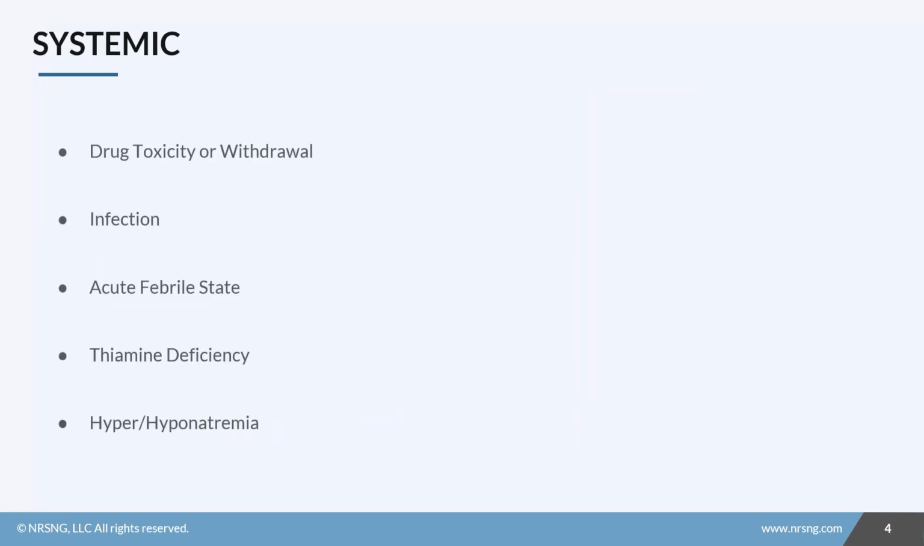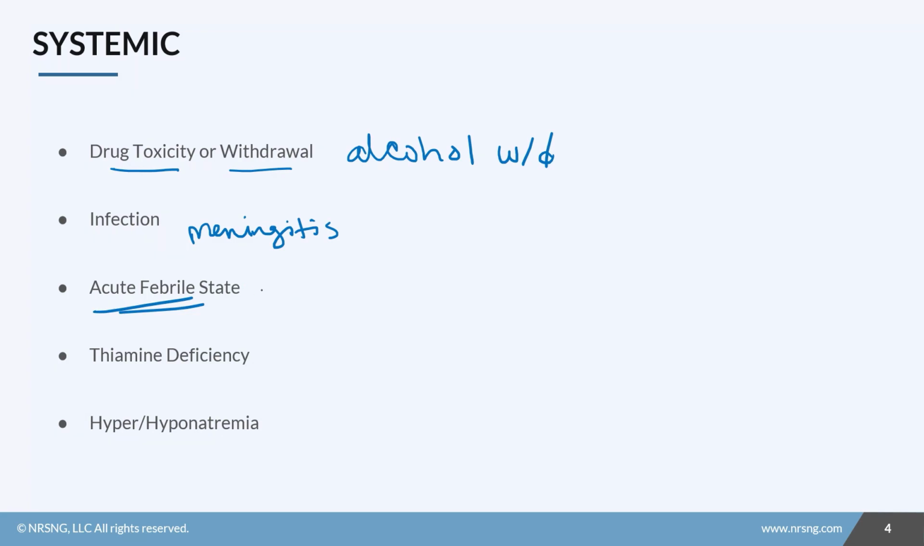Now, there's other conditions within the body that can also contribute to a patient developing seizures. One of those is drug toxicity or withdrawal. We actually see this a lot with alcohol withdrawal. Now, one of the other things is infections like meningitis. Meningitis, as we will talk about in the meningitis lesson, can cause irritation to the neurons because it's irritating the lining of the brain. And then patients with acute febrile state or high fevers are also at risk.